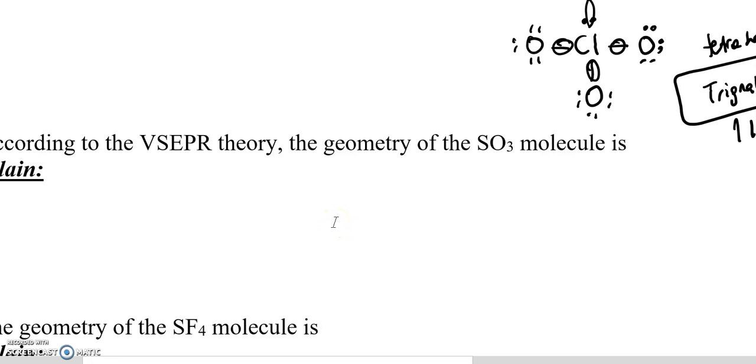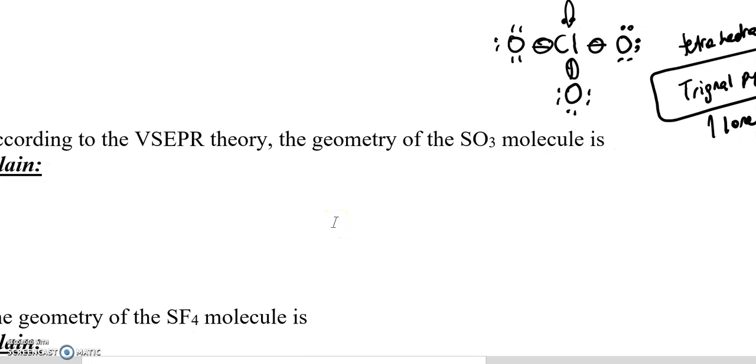Alright, so let's continue on question number 6. It's asking you, according to Westbury, what is the geometry of the sulfur trioxide molecule? We're going to do exactly the same thing.